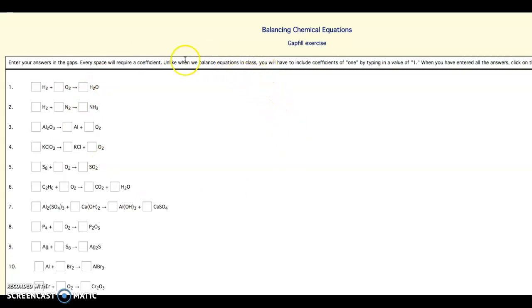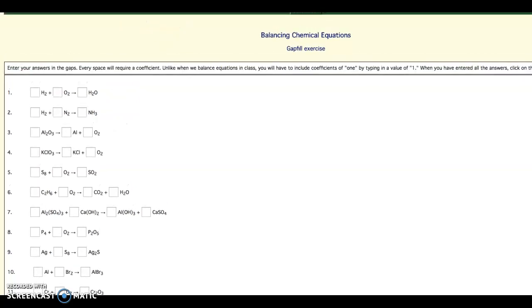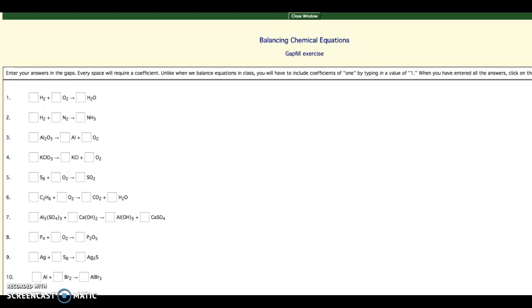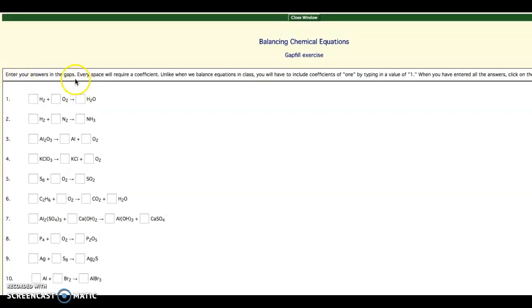What I want you to do is the first 10. I've got 11 up there, but I only want you to do 10, so let me drop it down so you just have these 10 to do. On these 10, you have to balance them. You have to write the equilibrium chemical equation, which is after you get it balanced, and you also have to determine what type of reaction it is. That's all you have to do today, just 10 of those.